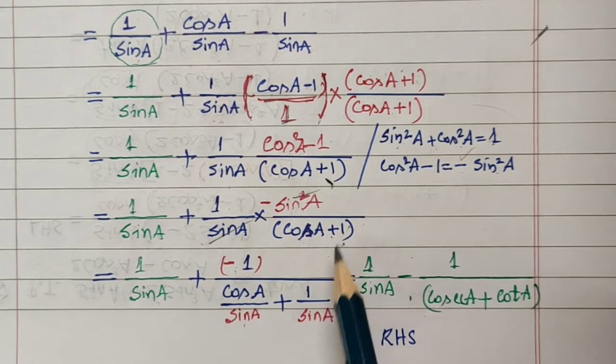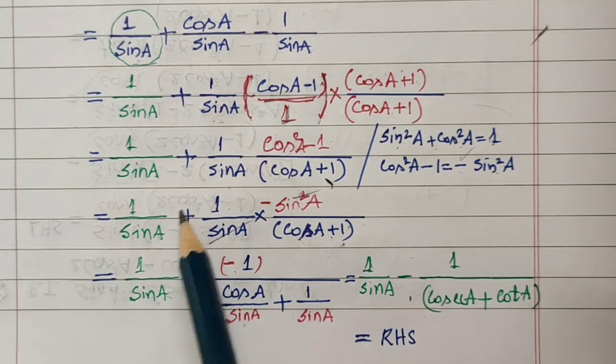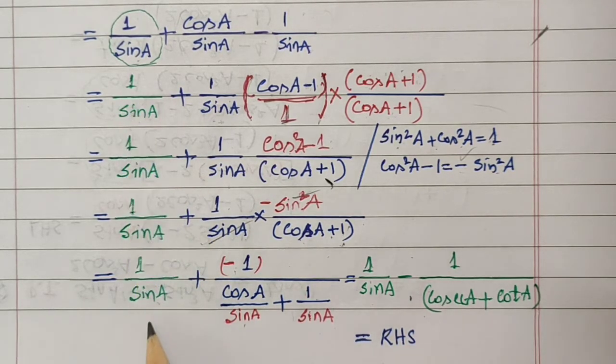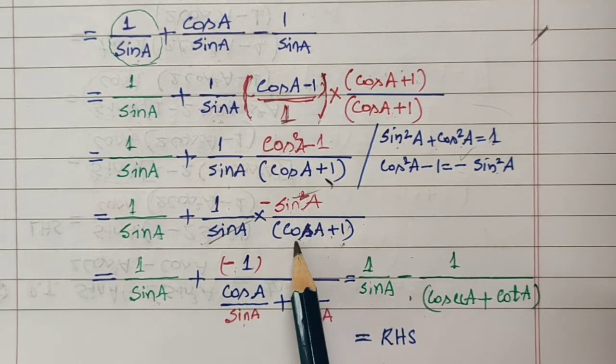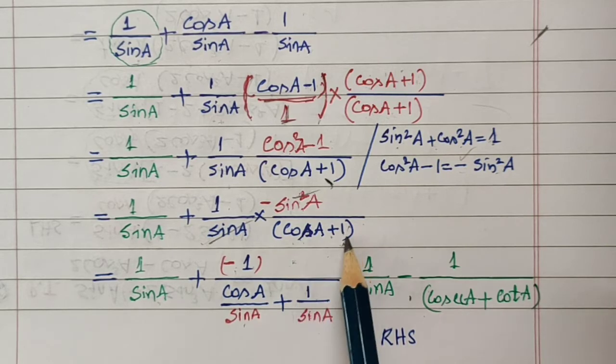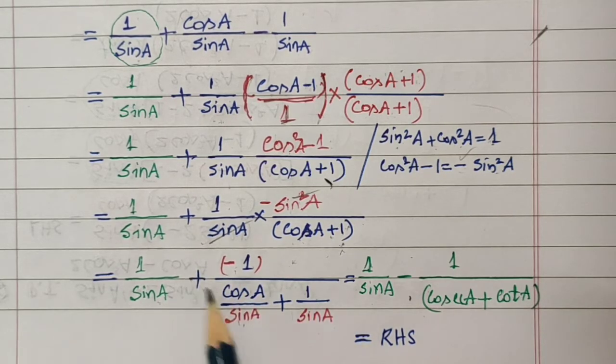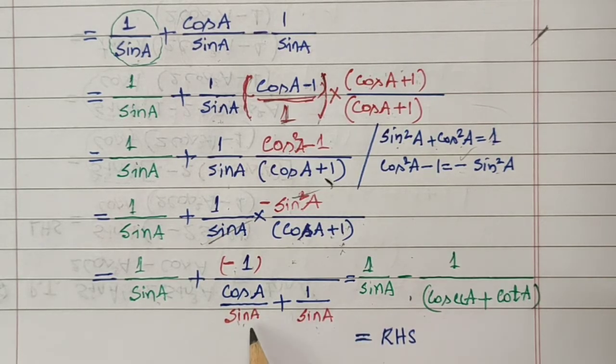sin A, 1 divided by sin A. This we are keeping as it is from the beginning, 1 by sin A, because it is already there in the RHS, plus this is minus 1, and sin A left out, we brought it down: cos A divided by sin A plus 1 divided by sin A. We know that cos A by sin A is cot A, and 1 by sin A is cosecant A, plus 1 by sin A is cosecant A.